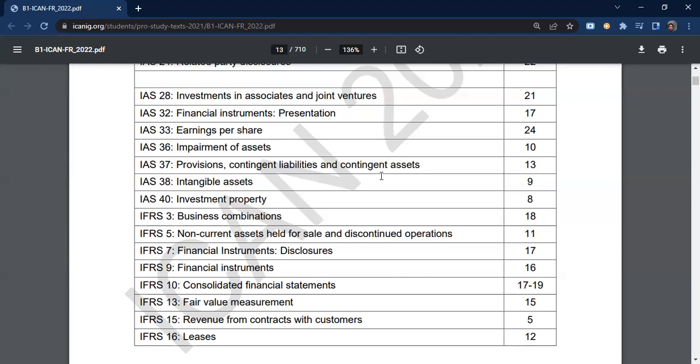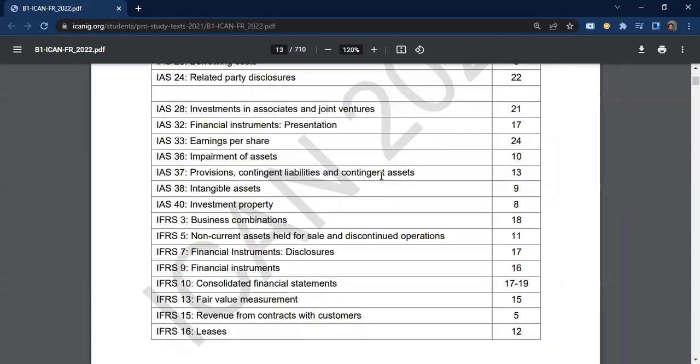We'll be looking at IFRS 13, which deals with fair value adjustment. What is the fair value hierarchy? We have the fair value hierarchy levels 1, 2, and 3. We also have how do we recognize revenue? That is IFRS 15. And we'll also be looking at the International Financial Reporting Standard which has to do with leases.